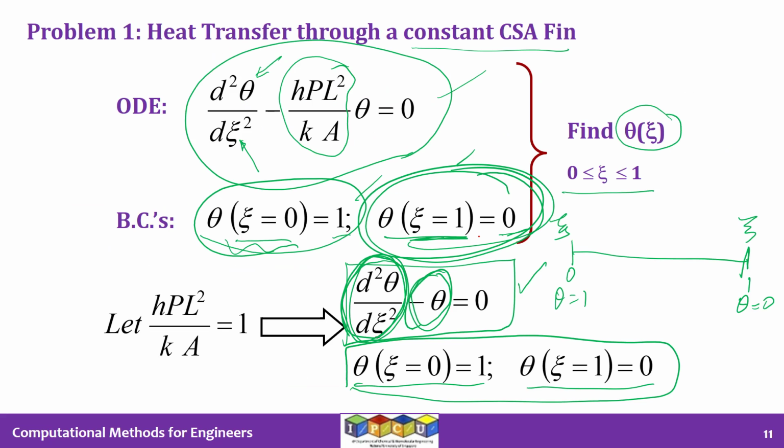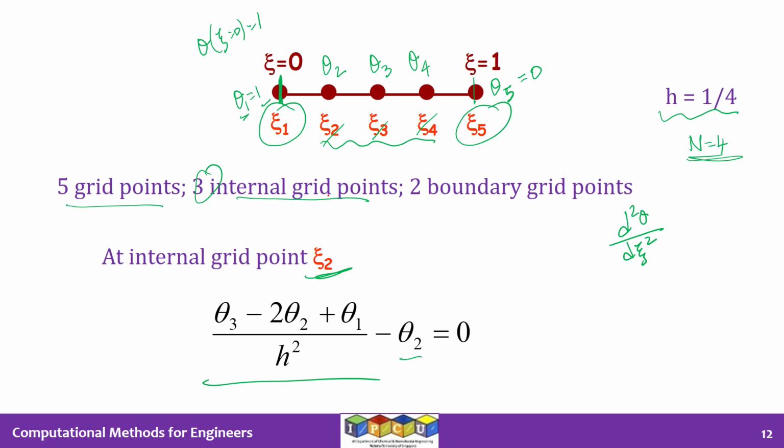Theta at the right boundary, which is psi 5, which is theta 5, is equal to 0. And theta at psi equal to 0, which is theta 1, is given to be 1. Therefore, theta 1 we know is 1, theta 5 we know is 0. In this problem, we have three unknowns, theta 2, theta 3, and theta 4. Once we find theta 2, theta 3, and theta 4, we are through. We have solved this problem.